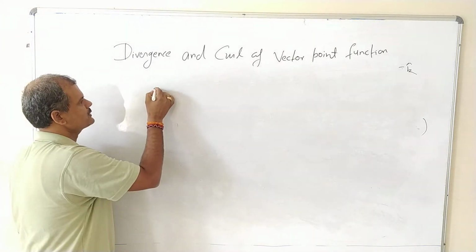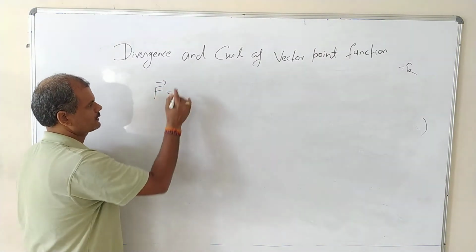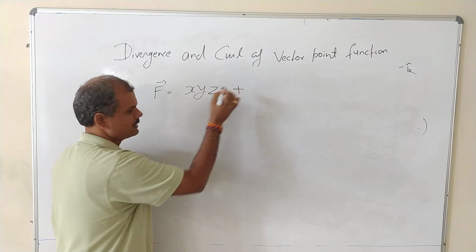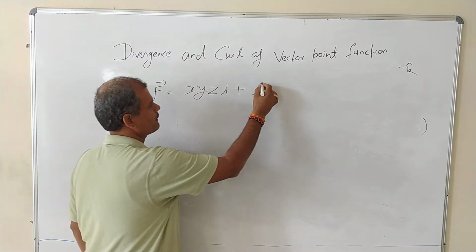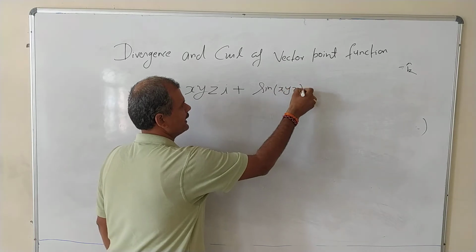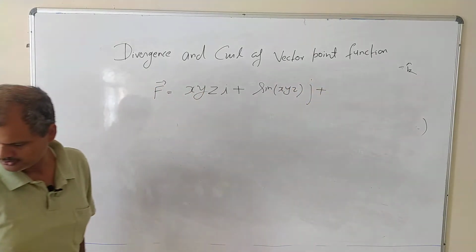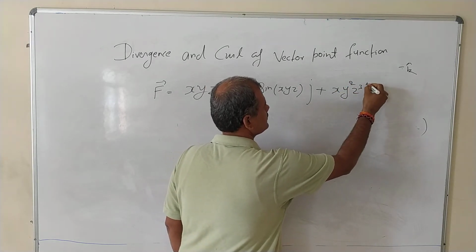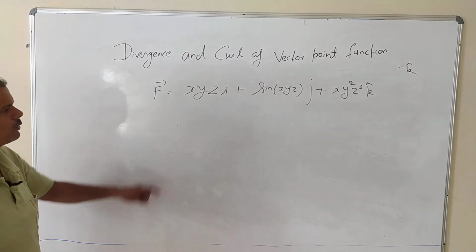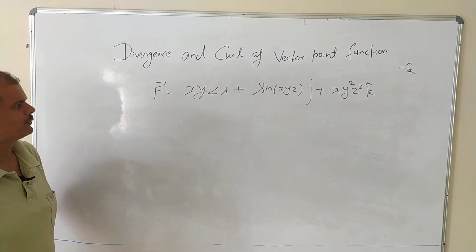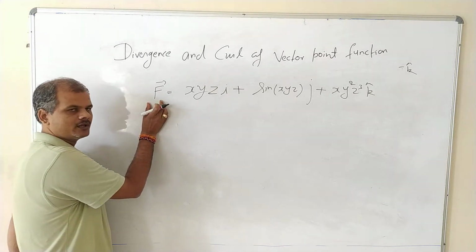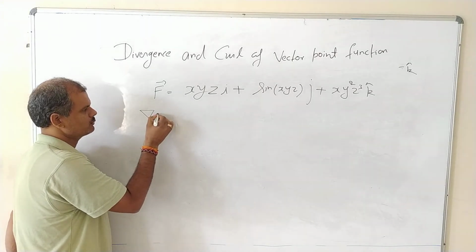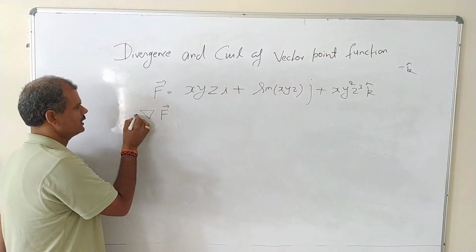Let F be given by xyz i plus sin(xyz) j plus xy²z³ k. The question is to find the divergence of this given vector F. F is the vector point function, so we find the gradient. The notation will be grad dot F, or we say divergence of F.